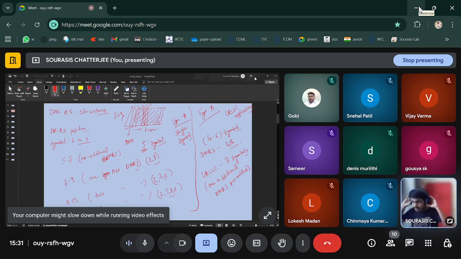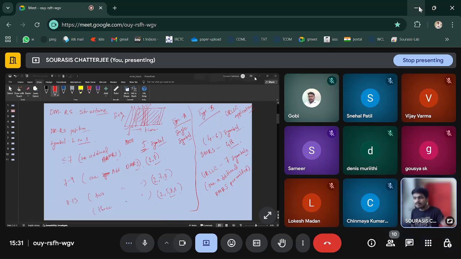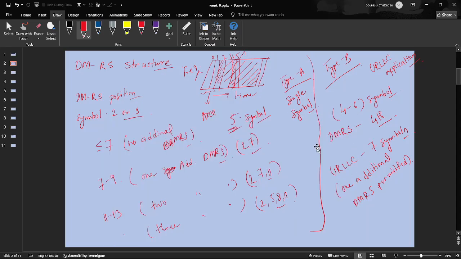Sorry about the interruption. So we are talking about when in a URLLC scenario you are supposed to go for type B, and usually URLLC data are small in amount, maybe accounting for one or two symbols, but even if they go to seven symbols, in that scenario one additional DMRS is permitted. Fine.